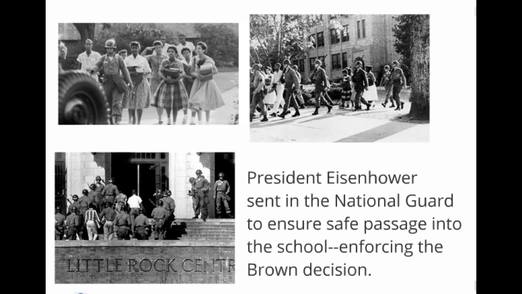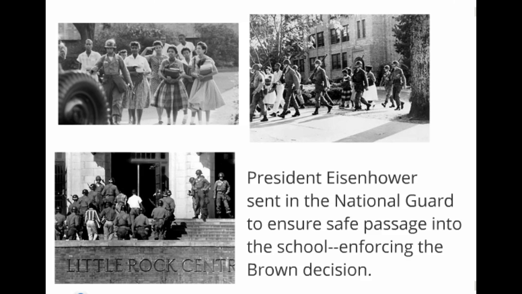There was a tremendous amount of political posturing, including by the governor of Arkansas, Orval Faubus, who stood in front of the school doors and proclaimed that there would never be African Americans entering the school. Needless to say, President Eisenhower did what his job as president requires, which is to enforce the law, including enforcing Supreme Court decisions, and federalize the National Guard to ensure safe passage into the school. And the students were escorted into the school daily for the remainder of that school year.